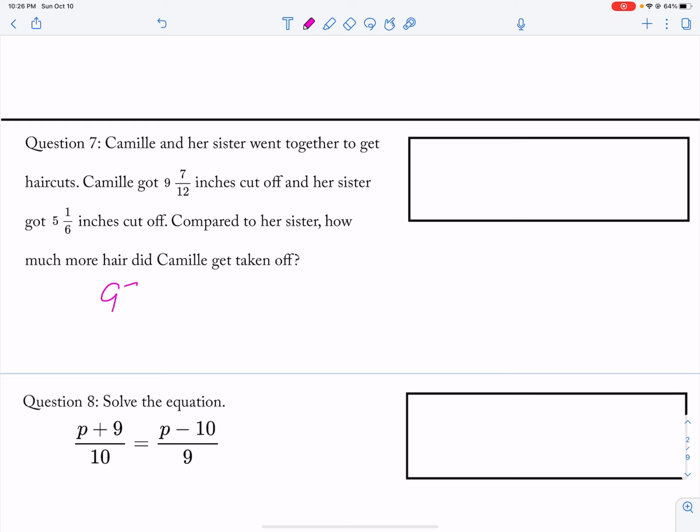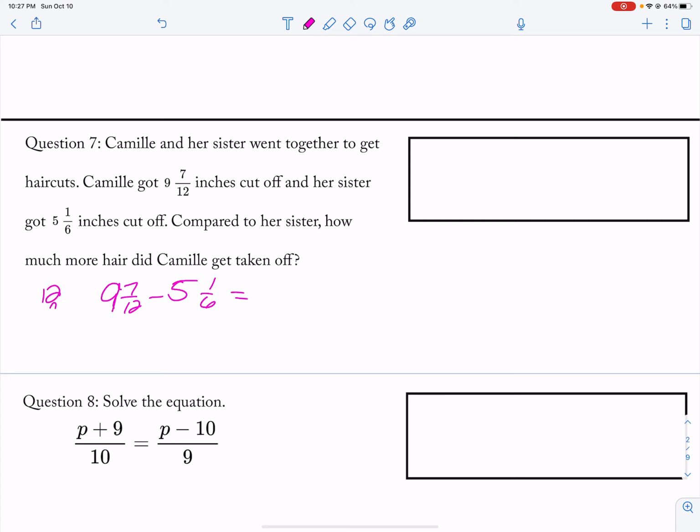So 9 and 7 twelfths minus 5 and 1/6. Okay, so we can do this a couple of ways. Probably the easiest thing to do, I would think, is to convert this to an improper fraction. But what you can do first is, if you wanted to, subtract the whole numbers and then worry about the fractions. You'll just run into a little bit of an issue if you have to borrow a whole number, okay?